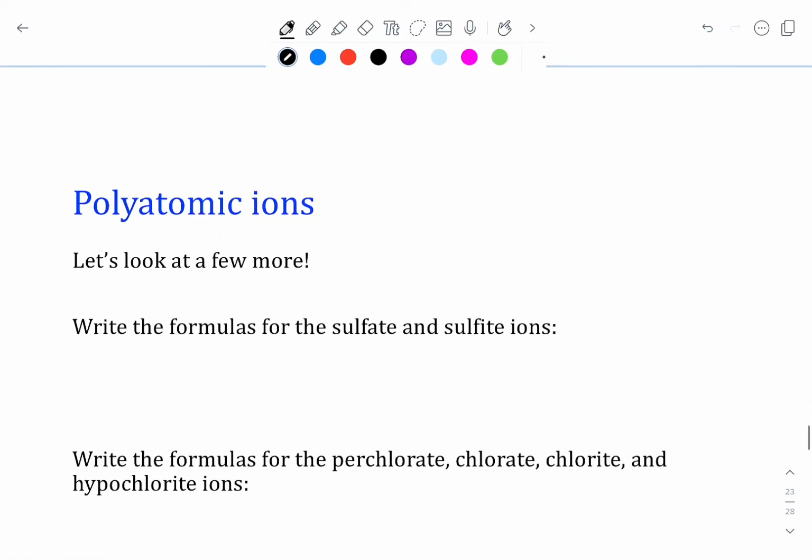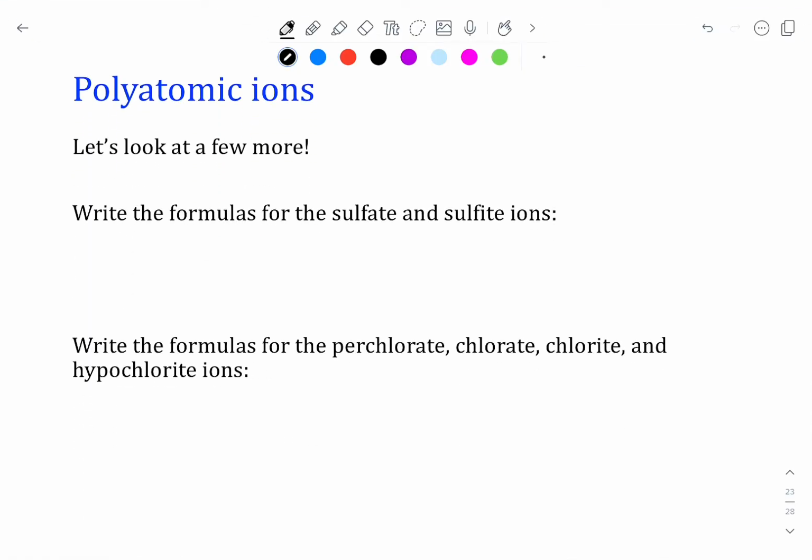Let's look at a few more. Let's write the formulas for the sulfate and the sulfite ions. So again, we have that ate and that ite. Let's look it up on our list. Sulfate is SO4 2-, and sulfite is SO3 2-.